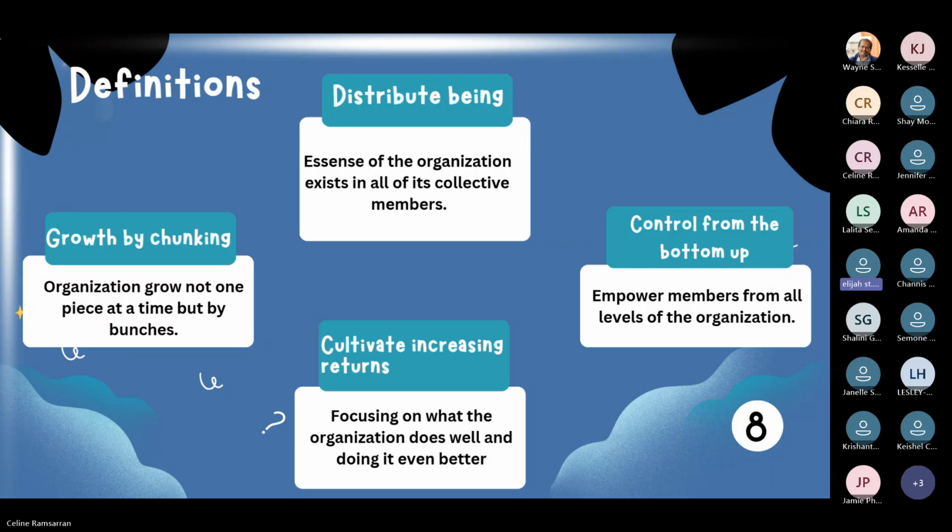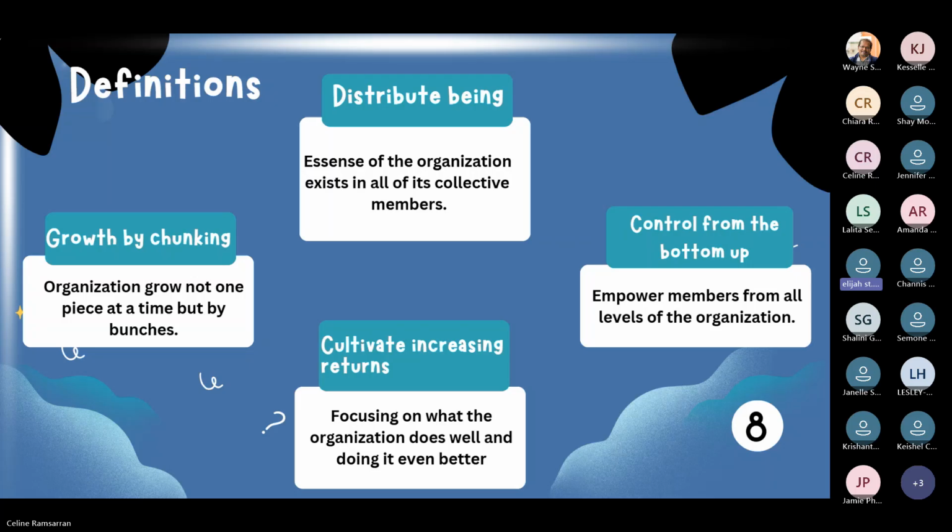Control from the bottom up states that empowering members from all levels of the organization is important, just like how we stated before in distribute being that members are the essence of the organization. We need to empower these members from all facets of the organization, right? So cultivate increasing returns, right? This says that you focus on what the organization does well and then try to do it better. So hone your skills, notice your strong points in the organization and try to hone them and do it as best as you possibly can.